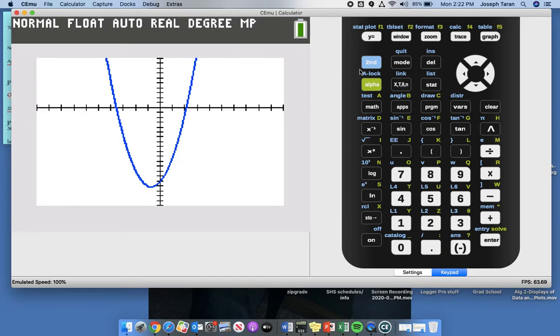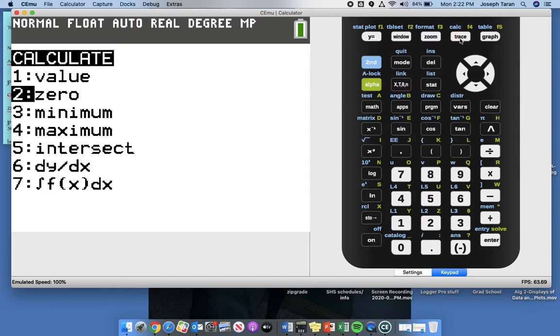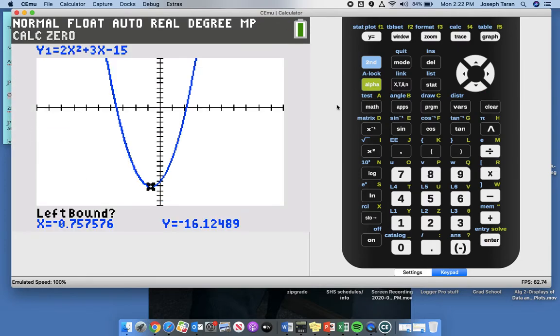What we're going to do is hit second, trace. You're going to go down to 0. This is why I call them zeros. And you're going to hit enter. Now, your zero occurs where this blue line crosses the x-axis. Notice if I go left or right, I can't really get exactly on there. So that's why we do this whole second trace zero function. I know my x-intercept is about right there, so I have to figure that out.